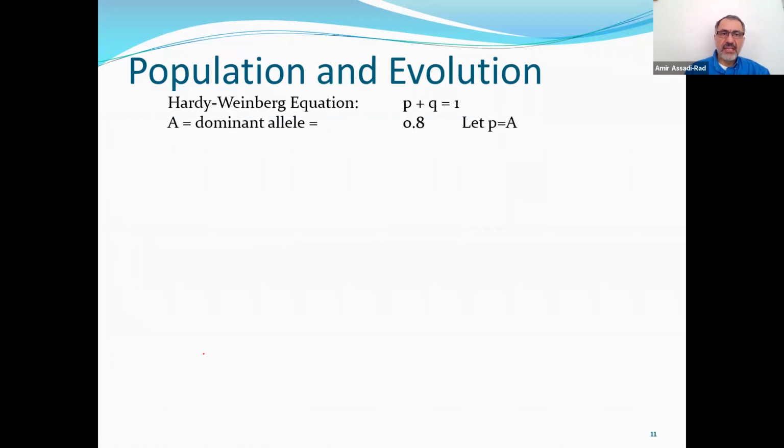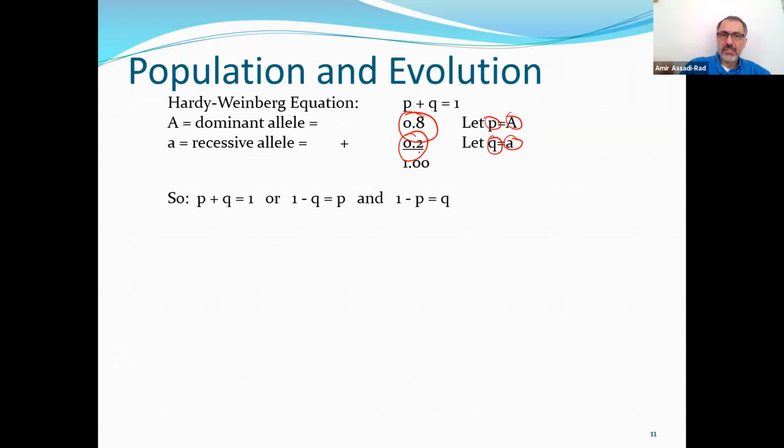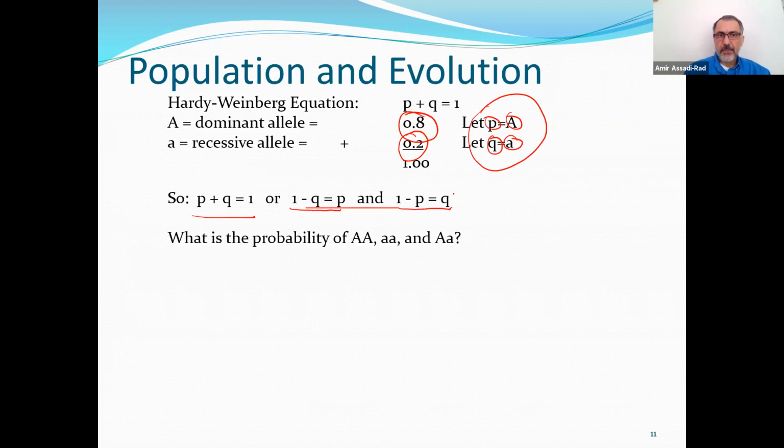Okay, if A is a dominant allele, as you already know, let's give it a number, 0.80, or 80% of the population is like that. Let P be A, and then a is recessive, and 20% of the population is like that. They say 20%, and the small a is equal to q, and big A is equal to p. So, of course, 0.8 plus 0.2 is equal to 100% of the population having either A or a. So p plus q, as you know, is equal to 1. You can write down 1 minus q is equal to p, or you can write down 1 minus p is equal to q.